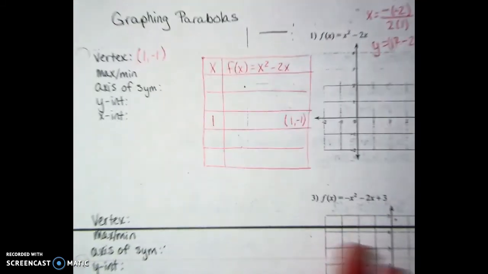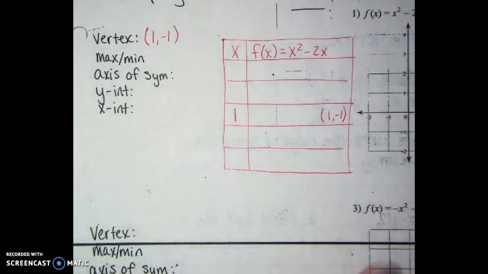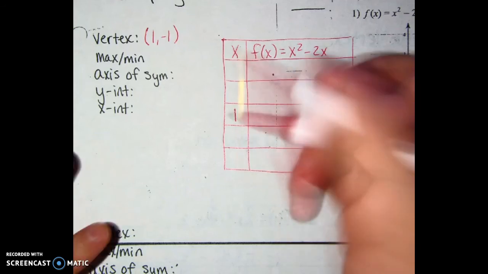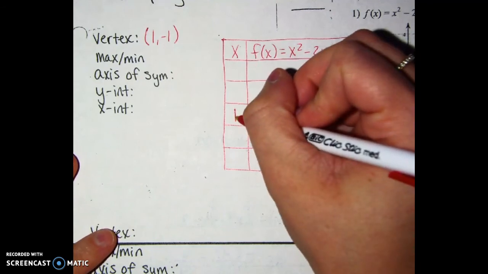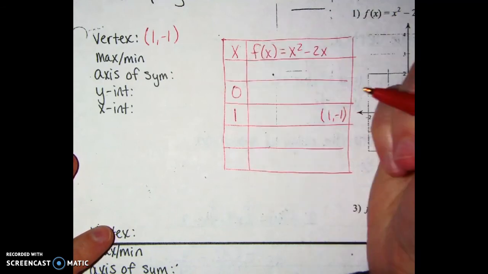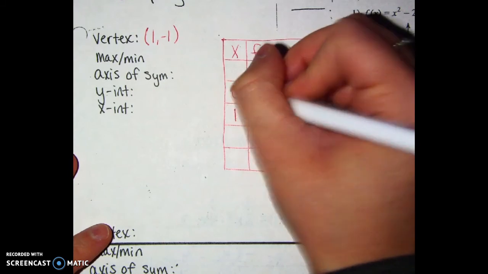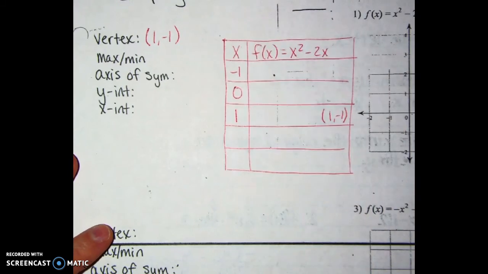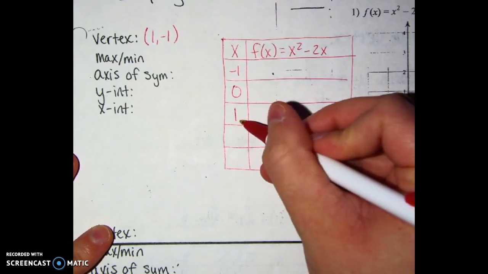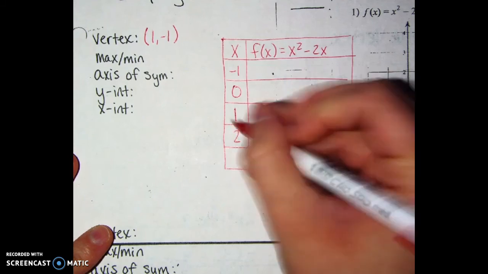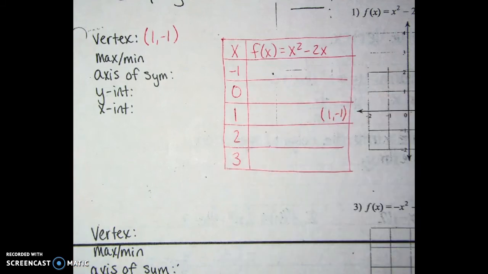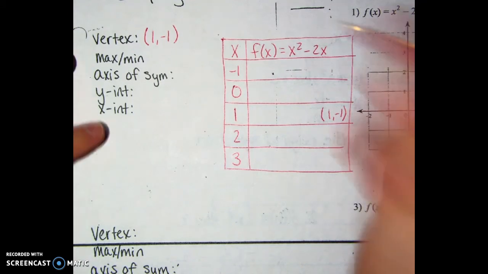Now let me zoom in a little so you can see this. You need 2 values that are just smaller than the 1, and you need 2 values that are just larger than the 1. So basically what I do is 1 minus 1 is 0, so there's the next smallest one. Subtract 1 from that, and it'd be negative 1. On this side you add 1, so 1 plus 1 is 2, 2 plus 1 is 3. Now I plug those values into the equation to get the y's.